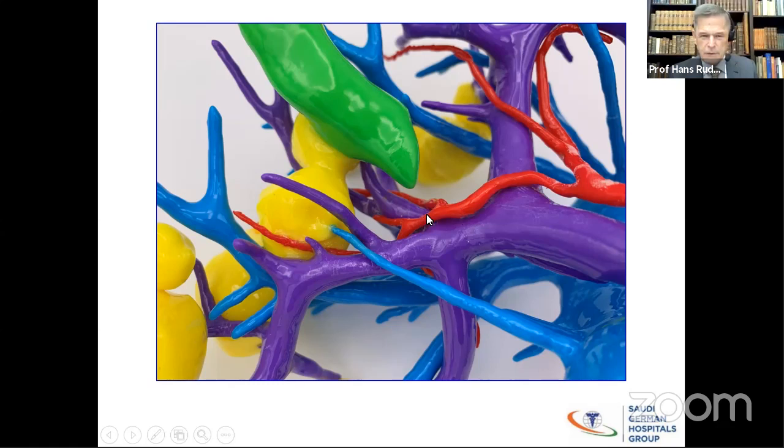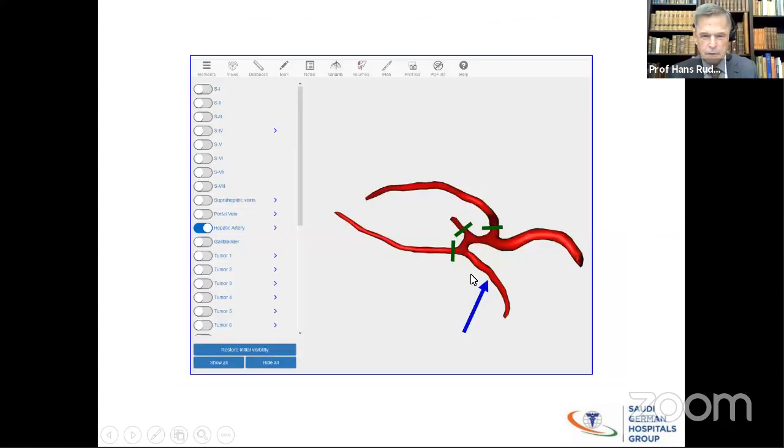And actually, it was the other way around. Neither this nor this nor this were branches to segment 8, but that one behind. And then we went back to the virtual model and could see this is the common, the right artery, these are the 3 branches, and only the last one went to segment 8. So when we operated, we had to dissect these 3 branches and preserve the last one. Therefore, this model was really helpful in preserving segment 8. I wouldn't have been successful if I hadn't had these possibilities.